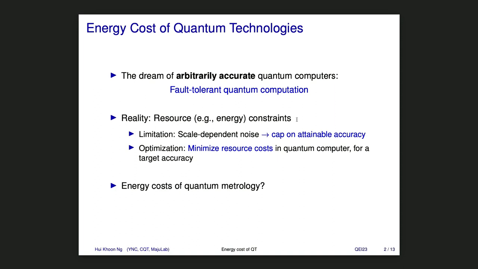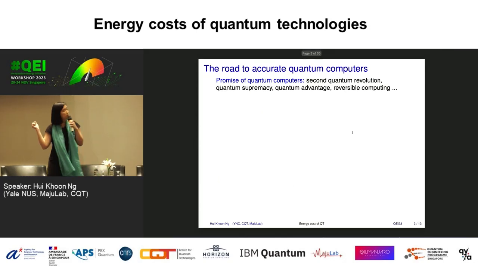Then I will turn this around. The limitations are the bad news; the good news is that I can turn this connection between scale-dependent noise and accuracy of quantum computation into a way of thinking about optimizing your quantum computers. I will mention this part only briefly because Marco, my fantastic co-author sitting in the audience, will talk about it after the tea break in much more detail. And finally, I will go to the energy cost of quantum metrology. Okay, so let me get started.